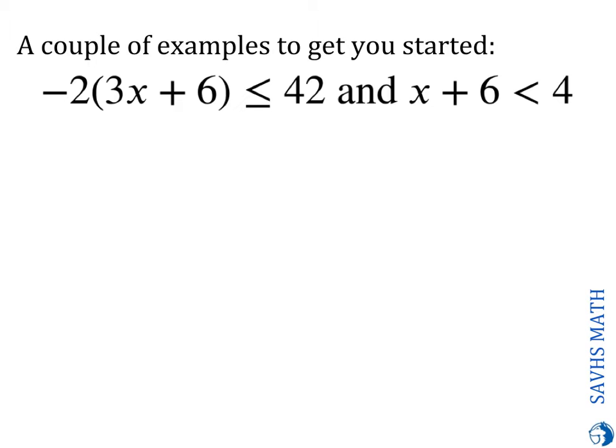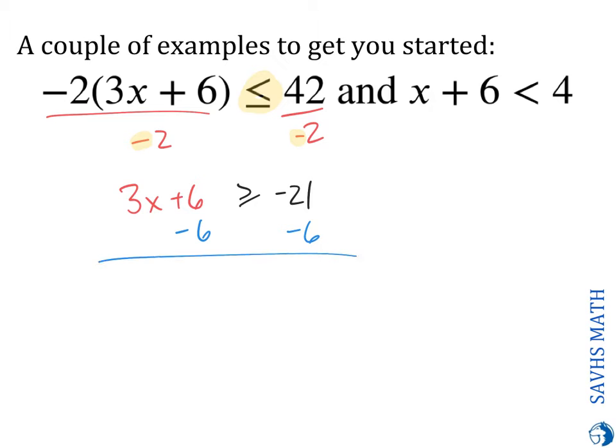Okay, so let's solve for x here. I'm going to divide both sides by -2. Whoa! What happens when I divide by -2? I get 3x plus 6 on this side. But remember, when you divide by a negative number, that inequality has to reverse directions. So we have to write is greater than or equal to -21 now. Okay, and then I need to get x by itself. So subtract 6 from both sides. I get 3x is greater than or equal to -27. Divide both sides by 3, and I get x is greater than or equal to -9.